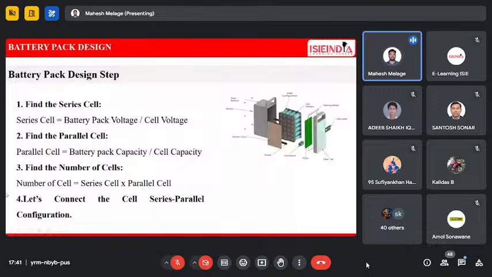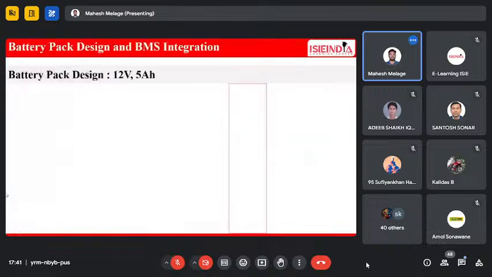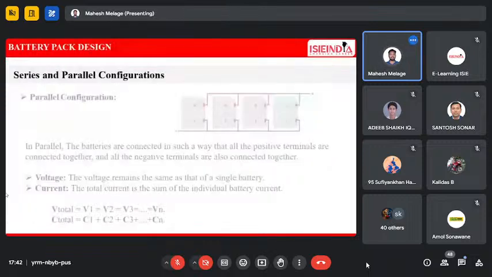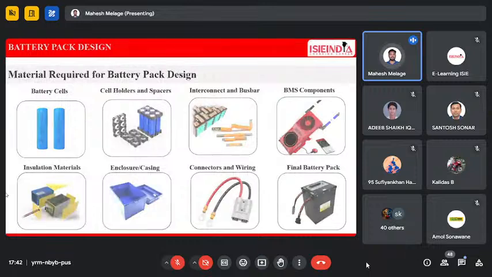So we can give one example: battery pack designing of 12 volt, 5 ampere-hour. This is the battery pack design. I can take one battery pack specification.